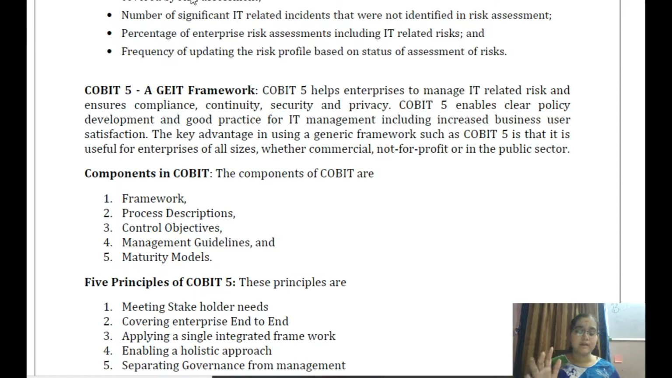This alignment will help the work to be done in harmony between enterprise policy strategies, enterprise risk management, and the enterprise governance framework.